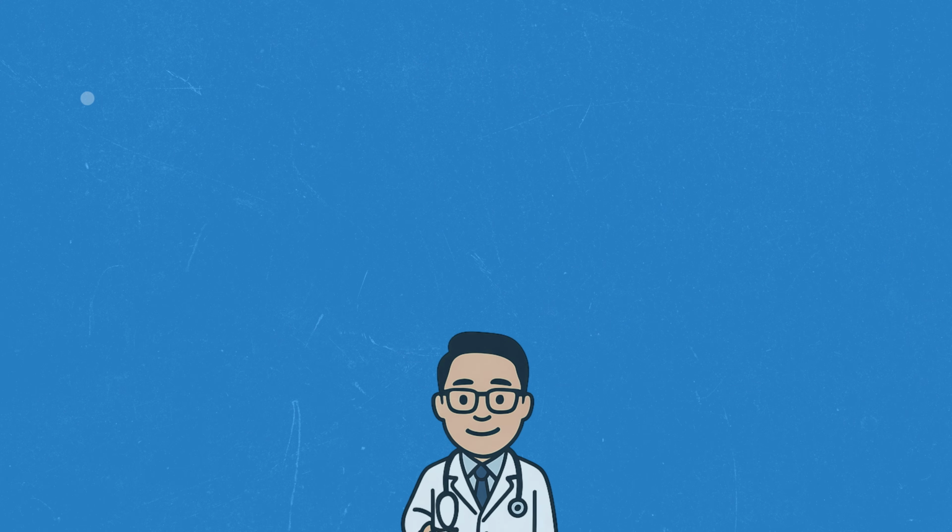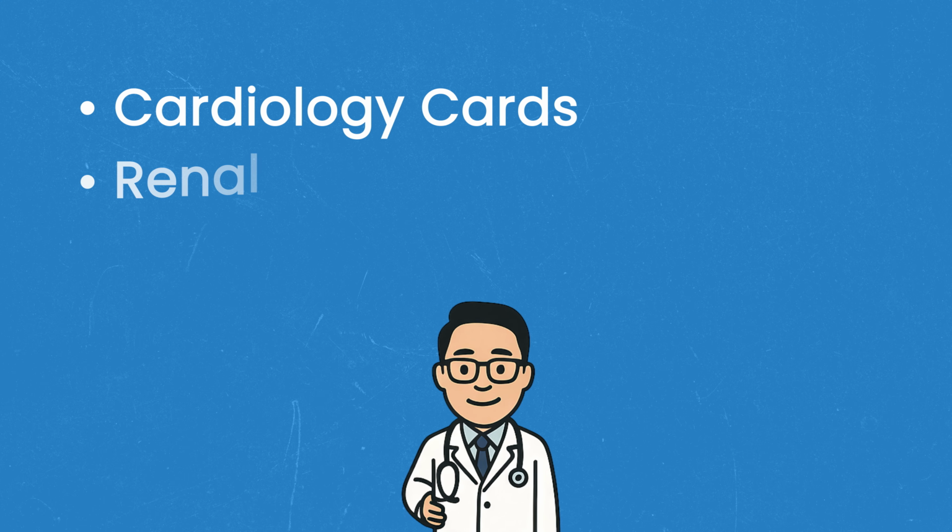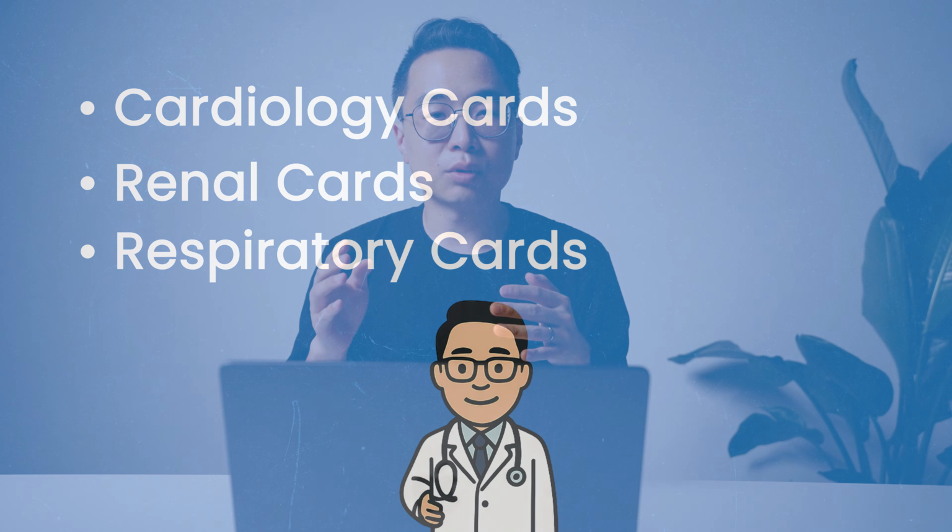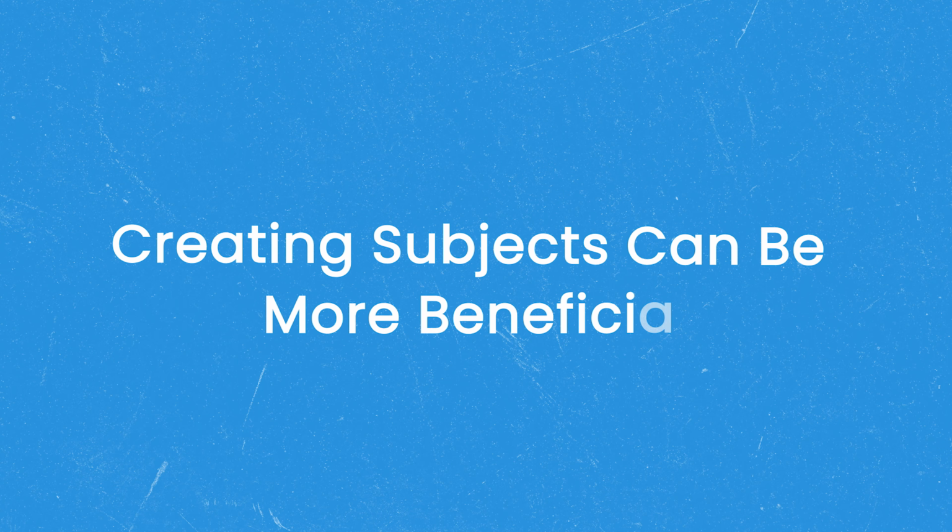The benefit of having one large deck is that it will randomize the reviews. For example, if you have cardiology cards and renal cards and respiratory cards, it will show them to you in random order. It's harder for sharing, and it's harder to find the cards of a particular subject, because while you can tag them with, say, a cardiology tag or renal tag, it won't be within its own subject. On the other hand, from an organization or sharing standpoint, creating subdecks can be more beneficial.